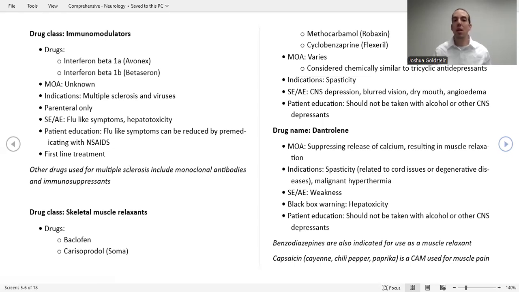Before we move on from muscle relaxants, benzodiazepines such as Valium, diazepam, are very commonly used as a muscle relaxant. And we do have another CAM here as well, which would be capsaicin, cayenne, chili pepper, things like that. And it's used for muscle pain.